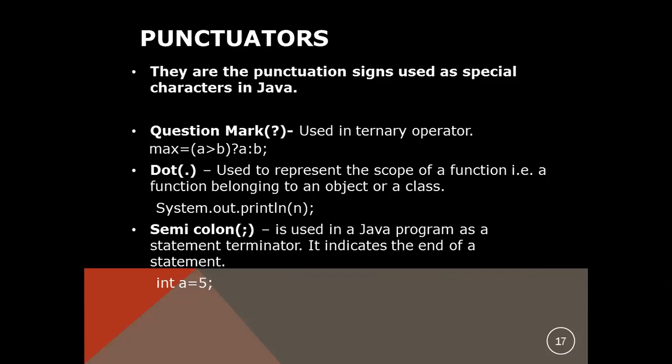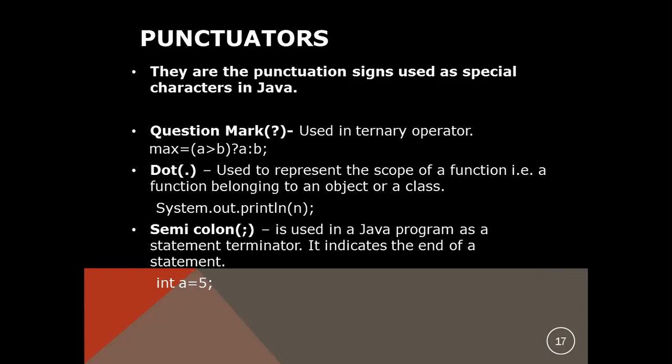Next type of token is punctuators. Punctuators are the punctuation signs used as special characters in Java. We are going to discuss three kinds of punctuators here. Number one, question mark. Question mark is used in a ternary operator. Now what is a ternary operator? It is an operator using three operands. In detail, we are going to learn the ternary operator in the next chapter. Right now, I am telling you that a ternary operator is an operator which deals with three variables or operands.